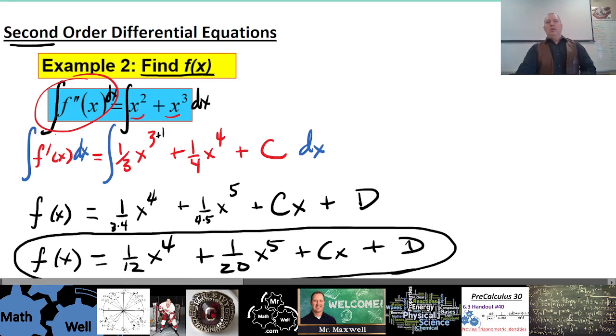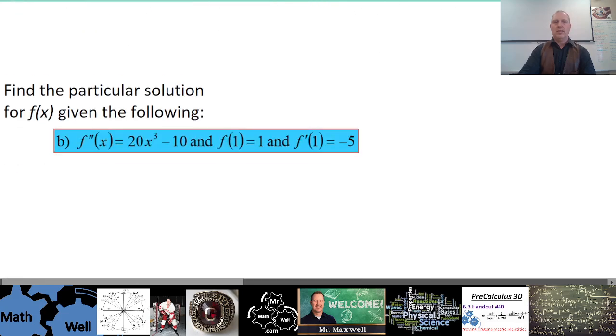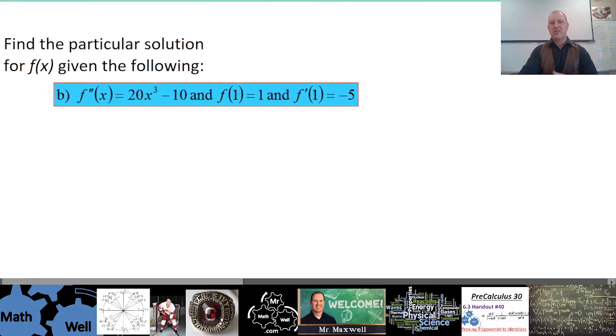So that's an example of what a second order is. It's really not that big of a deal, right? We're just going to have to integrate twice, and we're going to have to deal with 2 different constants as we go along. So the next example here is finding a particular solution. Now this is going to look a little scary, but don't let it fool you.